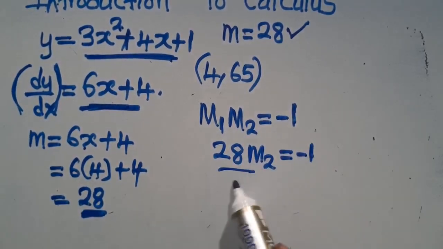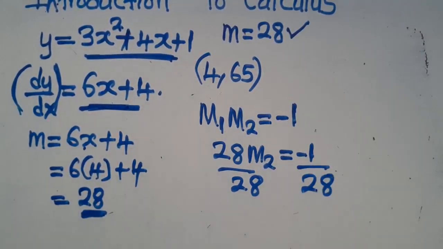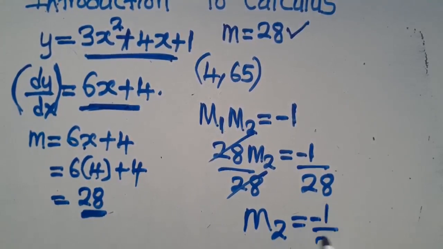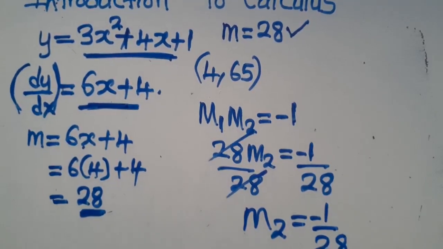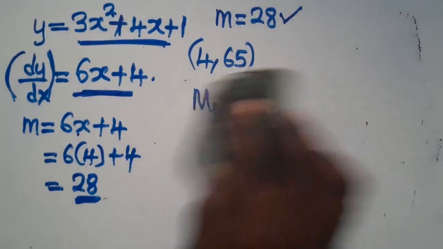You divide both sides by 28. 28 cancelled. m2, gradient 2, is equal to negative 1 over 28. Have you seen negative 1 over 28? This is the gradient that we want. Everything will remain the same. This is to tell you that for the equation of the normal, you need to find gradient 2, so negative 1 over 28. This is the gradient that you are going to use.